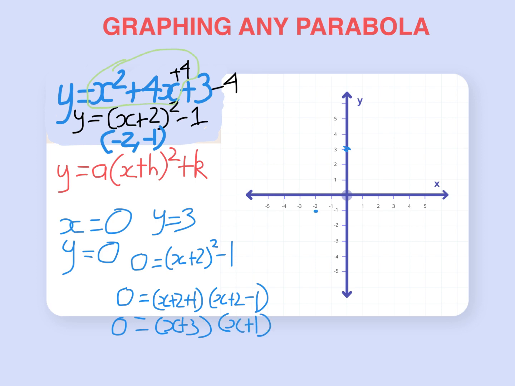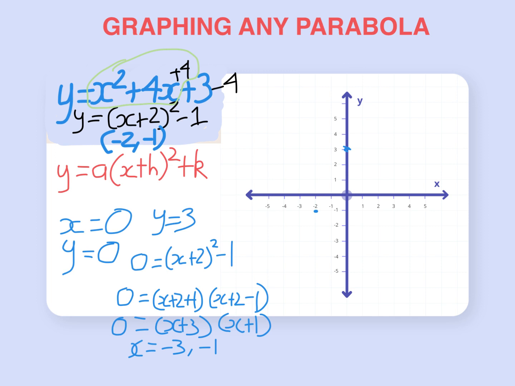Now we use the null factor law. When you have something times something equals 0, either the first something equals 0 or the second something equals 0. Negative 3 is the value of x that makes this bracket equal 0. Negative 1 is the value of x that makes this one equal 0.